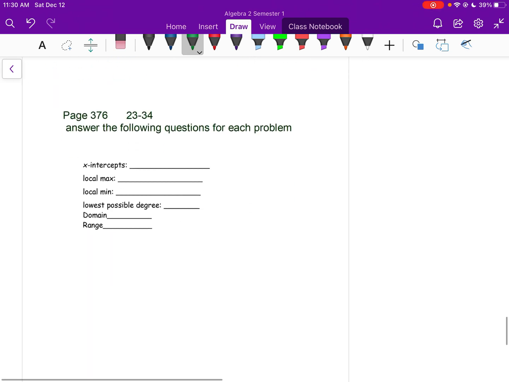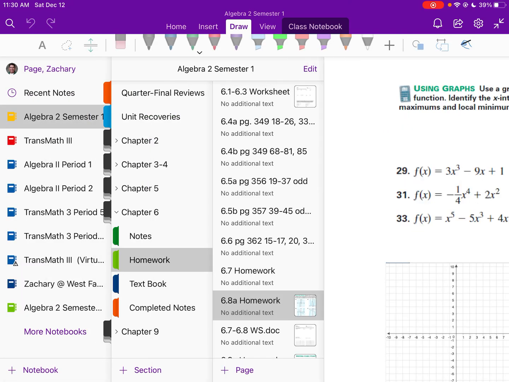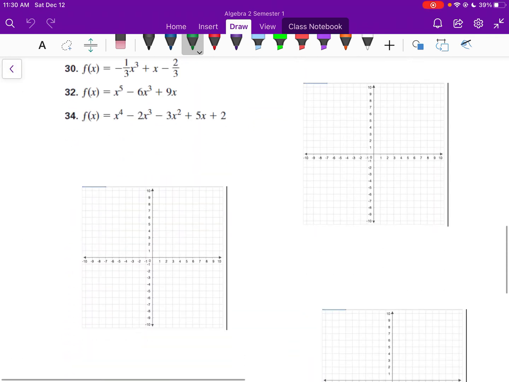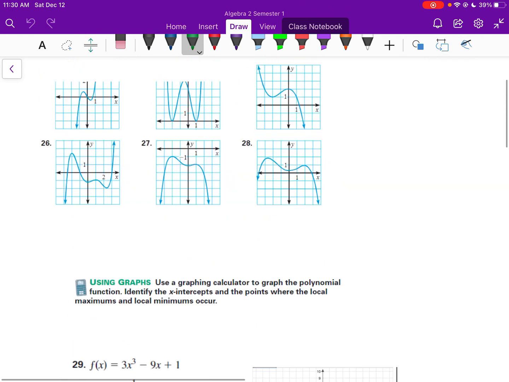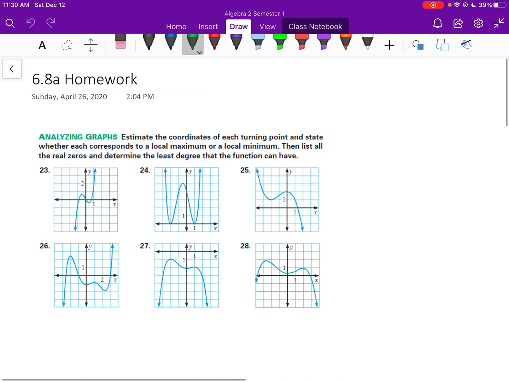For your homework in this one, I want you to make sure you're finding x-intercepts, local max, mins, tell me the lowest possible degree, and then the domain and range for every one that you're doing in this one. Okay, it is 6.8a homework. So there are the graphs. We put some graphs in there so you can sketch it out to see if that helps, and then find those specific things I'm asking for in those ones as well.